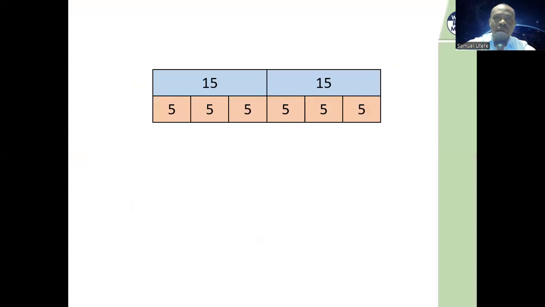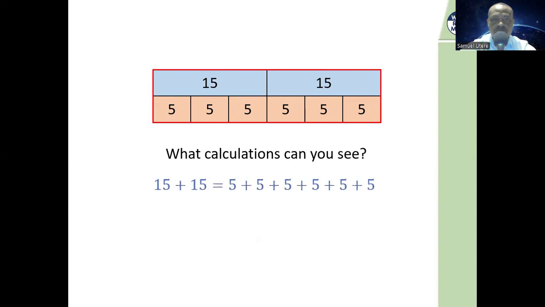Okay. If you look at this bar model, do you remember in our previous lessons how we work with bar models? We simply add them. So what calculations can you spot? How many calculations can you actually spot in this bar model? Well, we can see this one. So if we look at the whole lot, we can say 15 is equal to 5 add 5 add 5.